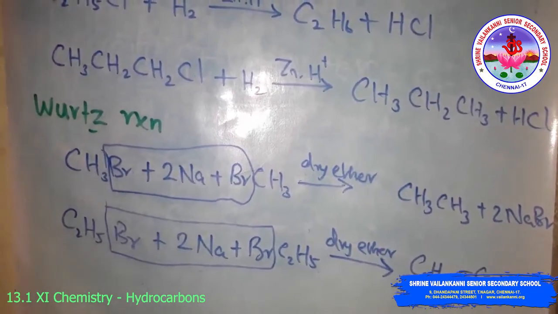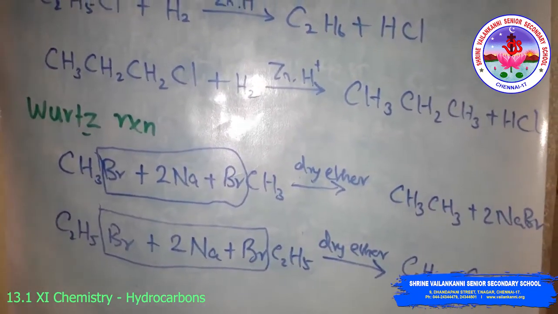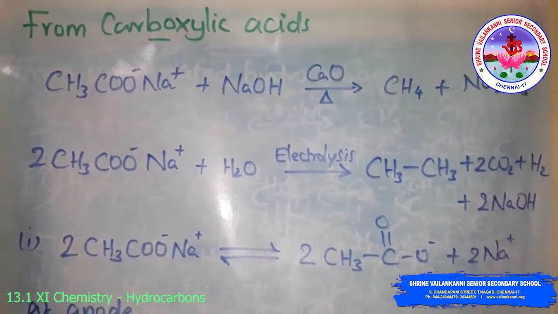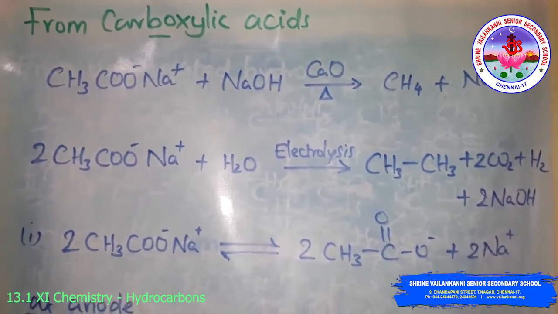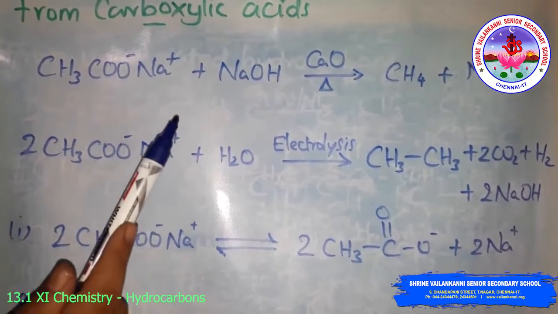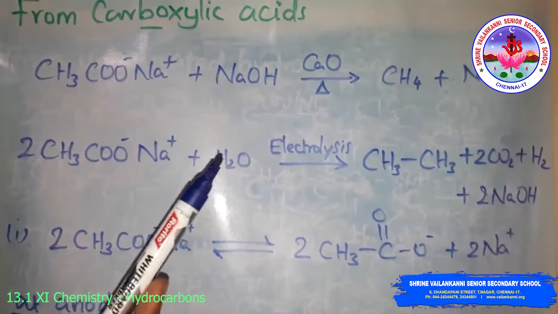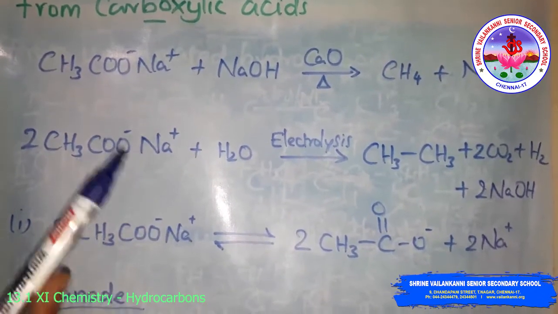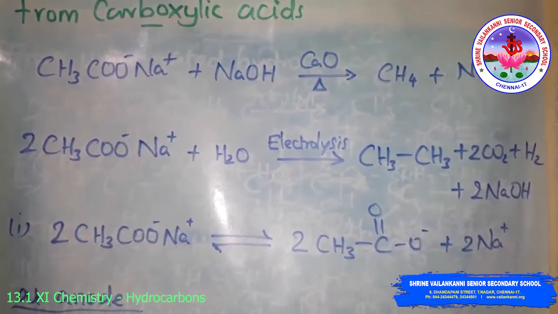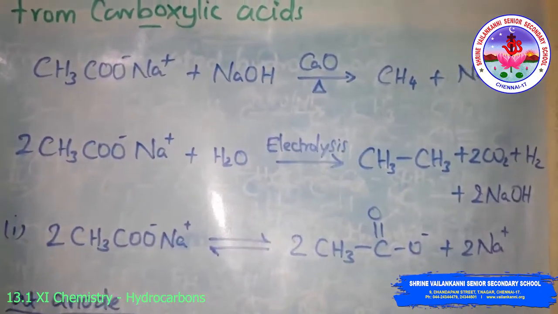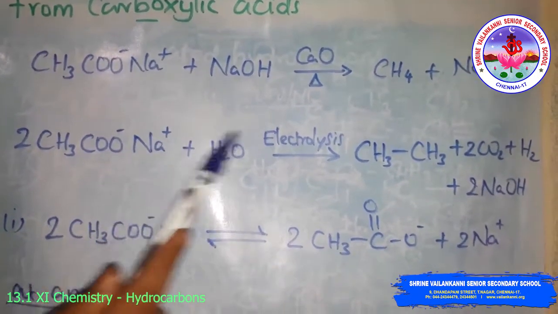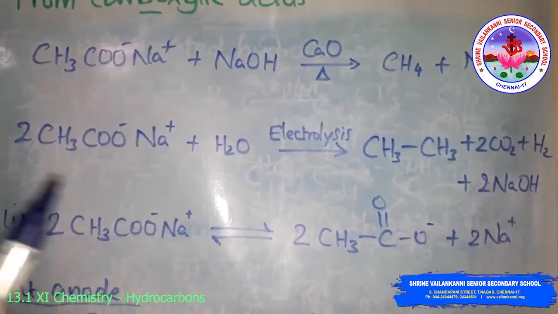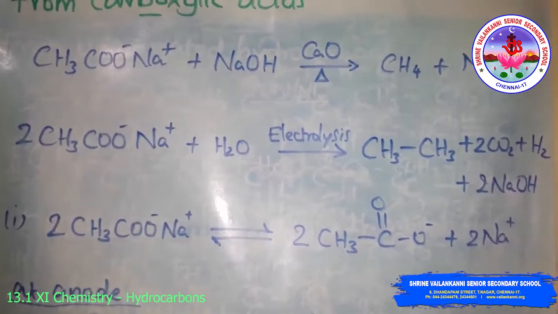Next method is from carboxylic acid, the preparation of hydrocarbons from carboxylic acid. Look at this: the sodium salt of a carboxylic acid on heating with soda lime, a mixture of sodium hydroxide and calcium oxide, gives an alkane containing one carbon atom less than the carboxylic acid. This process of elimination of carbon dioxide from the carboxylic acid is called decarboxylation.